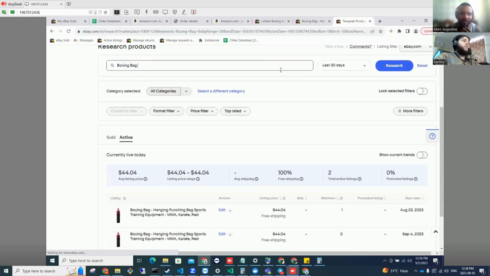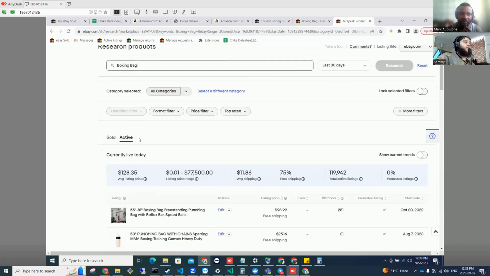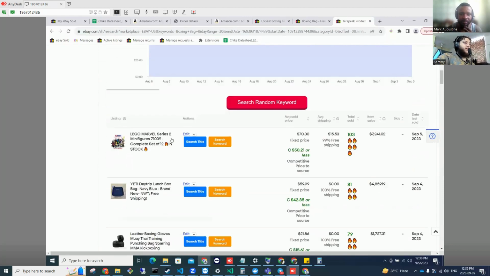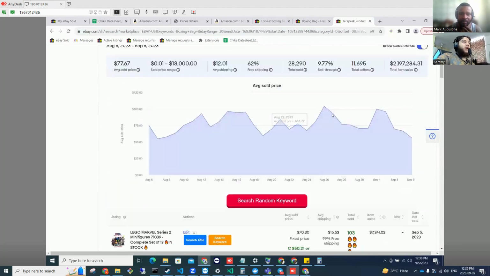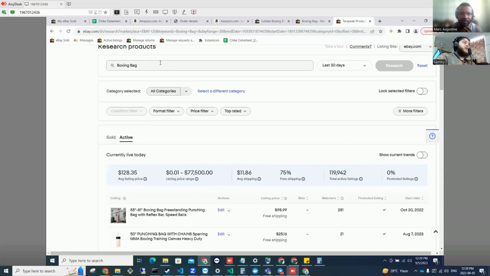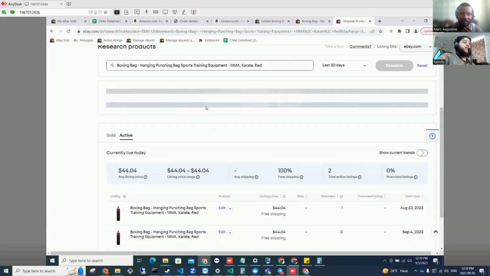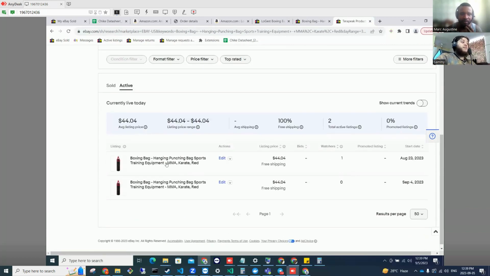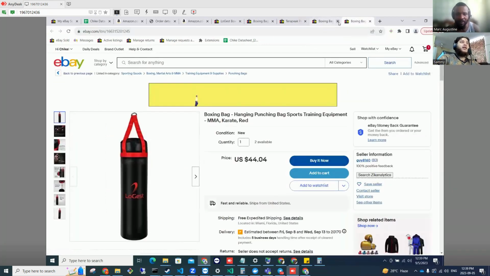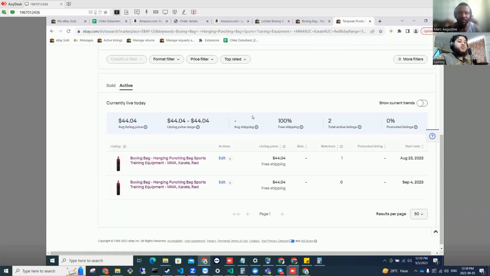If I put the word boxing bag, it's going to show how many boxing bags sold on eBay, period, in the last 30 days. However, the reason I put in the entire title is that when we put the entire title, we find all of the drop shippers who are selling this exact item. So there are two people selling this exact item who are copying the title word for word. Right over here, this guy, Royer8516, and this guy.